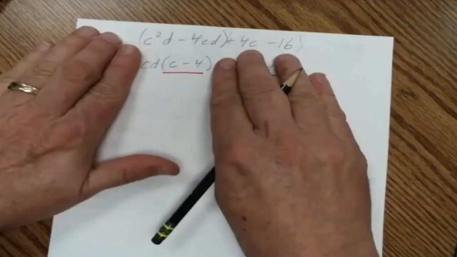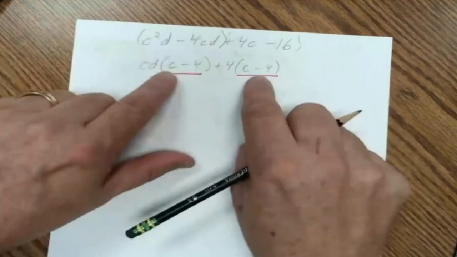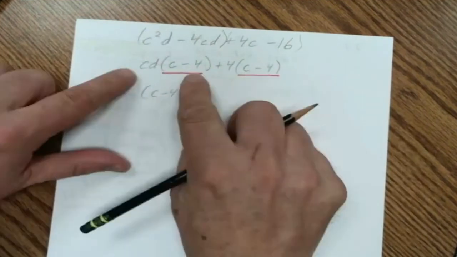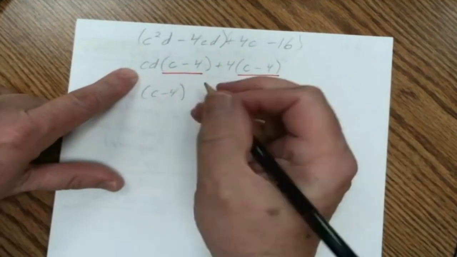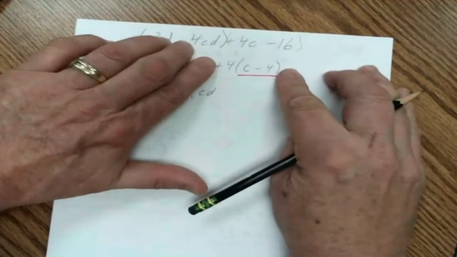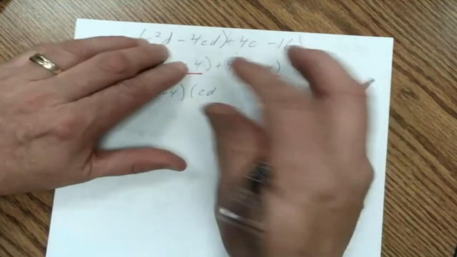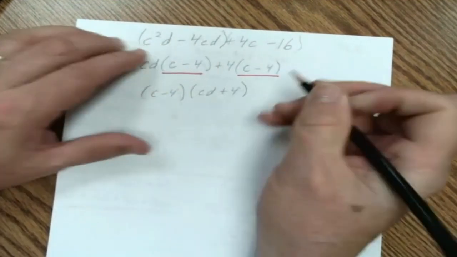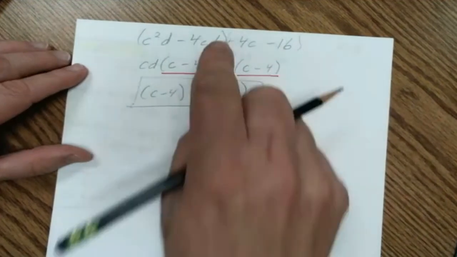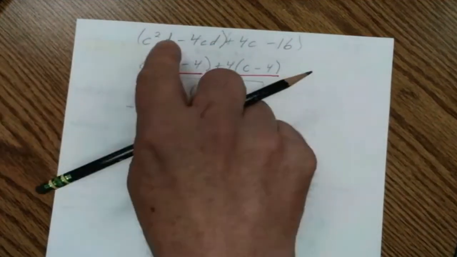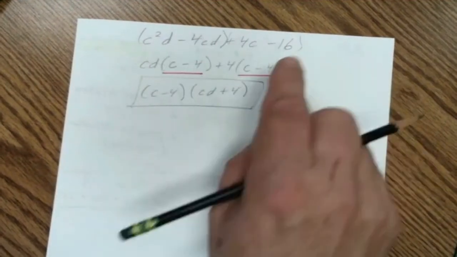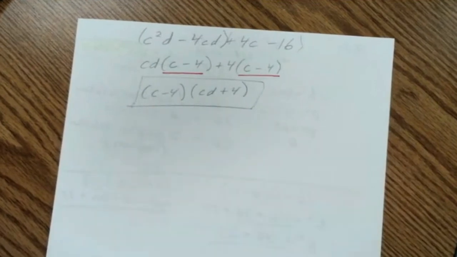So for these two terms, we can factor that C minus 4 out of both of those. When you have CD times C minus 4, what do you have left? We just have the CD. If I have 4 times C minus 4 and I factor C minus 4 out, that just leaves a plus 4. So that is the factors of this. C squared D minus 4CD plus 4C minus 16 is the same as C minus 4 times CD plus 4.